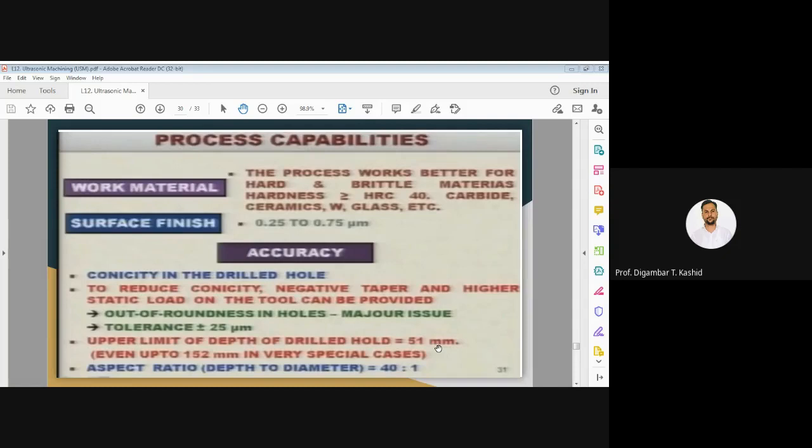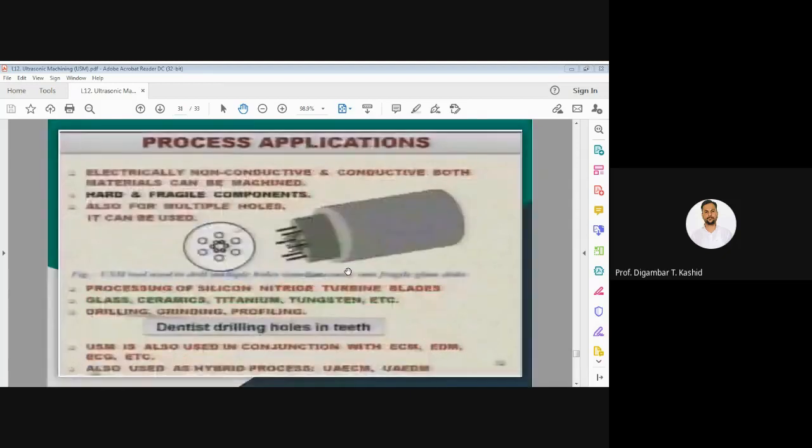51 mm. But in very special cases users have gone up to 120 as a depth of penetration. For this you require a special kind of slurry pumping device so that slurry can go deeply inside the cavity. The aspect ratio range is given as 4 to 1. Now, aspect ratio means the ratio of depth to diameter. So these are the process capabilities of this ultrasonic machine.